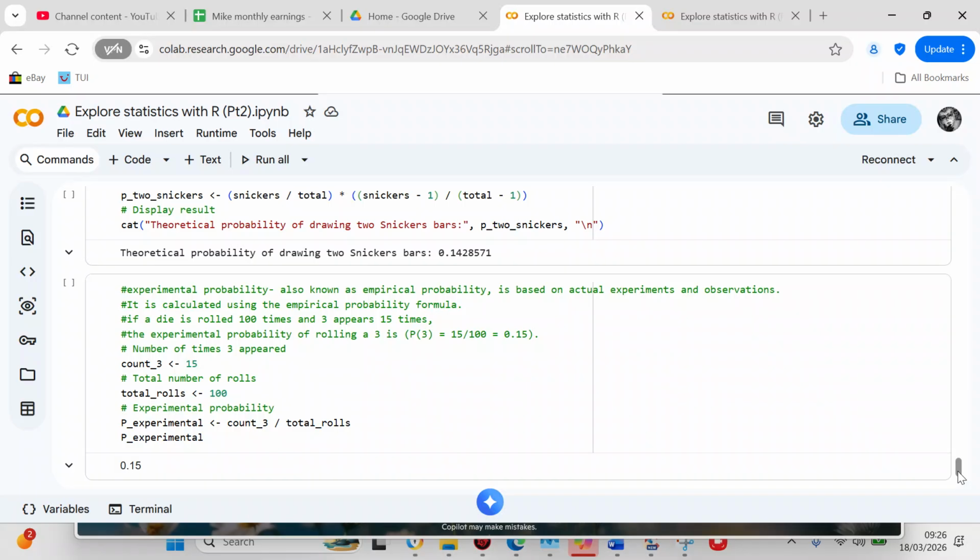So we're going to just do this in R. The number of times 3 appears is count3 equals 15. The total number of rolls is total_rows equals 100. And your experimental probability becomes count3, which is 15, divided by total_rows, which is 100. So it's going to be 15 divided by 100, or 15%.